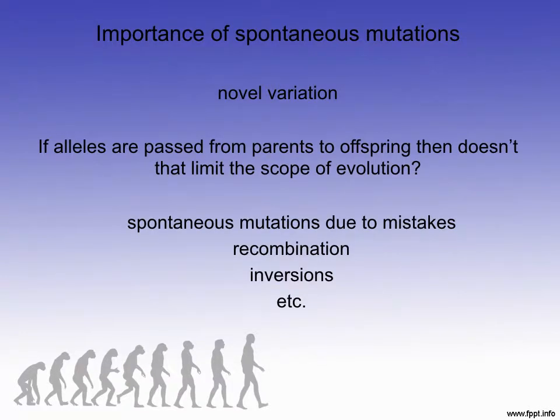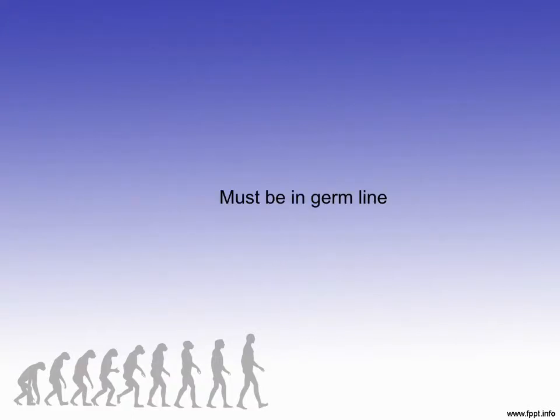So again, mutation is really the only way to introduce novel variation into a gene pool or into a population. And of course, that mutation must be in the germline, meaning in the gametes. Otherwise, it's not passed on to the offspring.